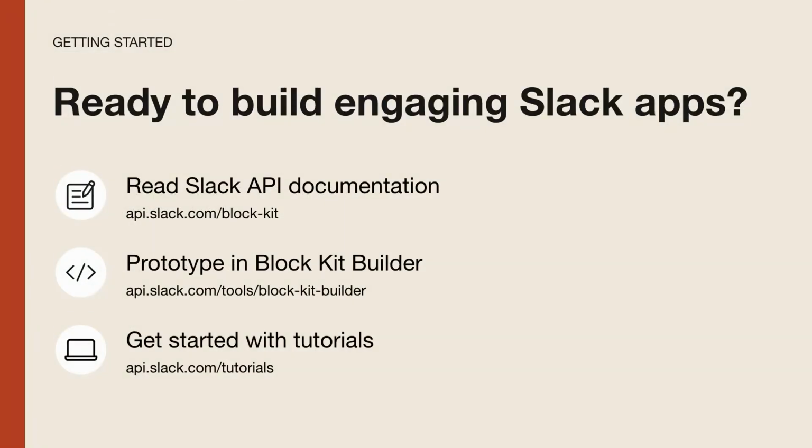Other things you can do to get started with Block Kit and building Slack apps are checking out our API site, prototyping in the Block Kit Builder, and getting started with our tutorials. We have really verbose documentation that covers everything we've discussed today and a whole lot more. You also can get more familiar with our schema by using the Block Kit Builder to prototype. And lastly, the tutorials are a great way to follow along with hands-on demos like we did today.